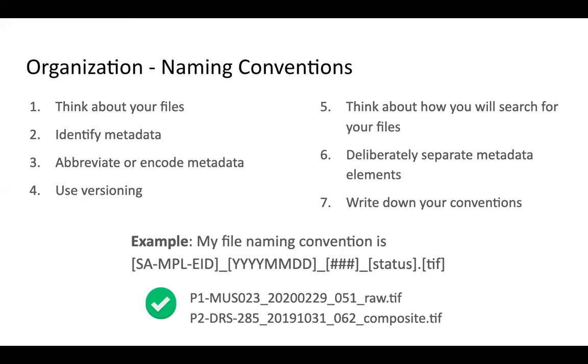Think about what elements in your files you will search for. Do you want your files to sort in a specific way? And deliberately separate metadata elements using dashes or underscores, and write down your conventions in your documentation. So remember to be consistent and think critically about your file names. On the slide is an excellent file naming convention template with 2 examples.